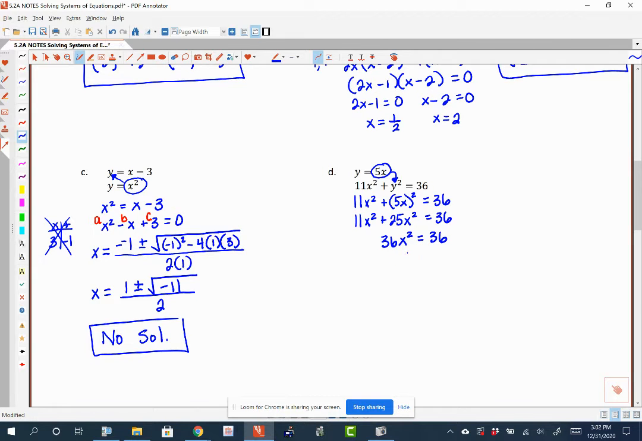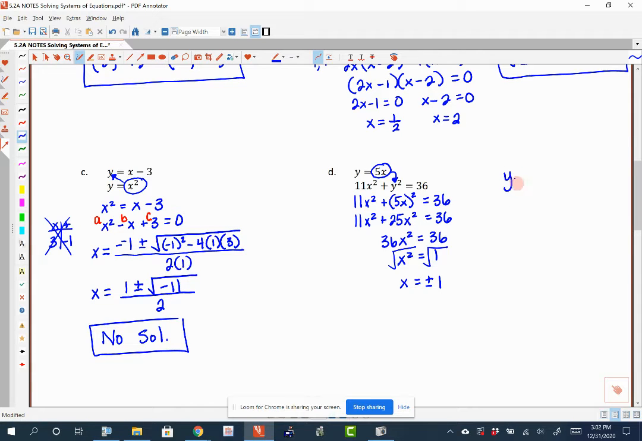So when I divide by 36, I get a nice 1. And we know that to get rid of the square, we take a square root. And the square root is going to produce two numbers, plus or minus, and in this case, the square root of 1 is 1. So I do have two x values. One is a positive one and the other is a negative one.